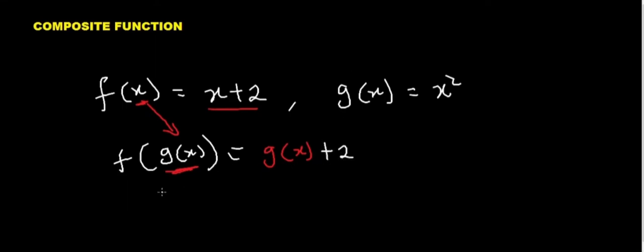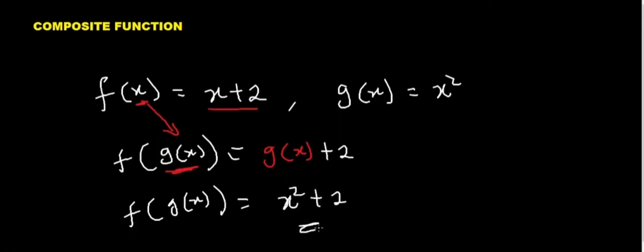and we already know that g(x) is x squared. That means g(x) is what? x squared. So it is x squared plus 2. That will be how to solve this one. It's simple, right? Let's check another example for clarification.